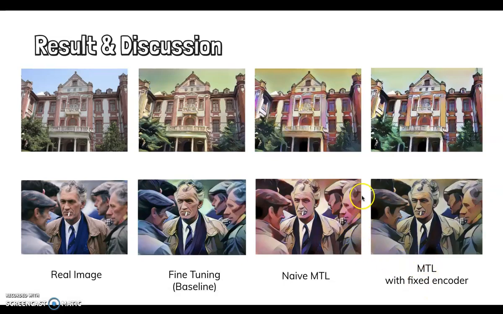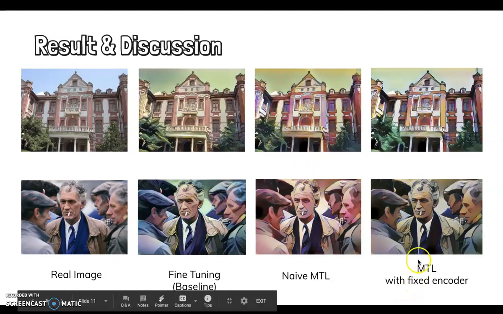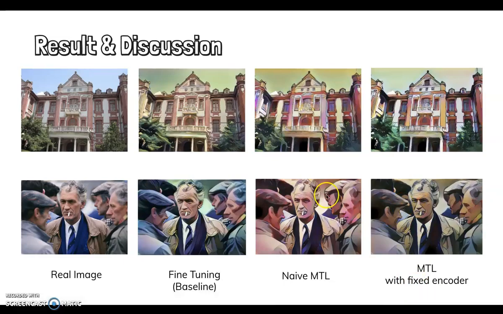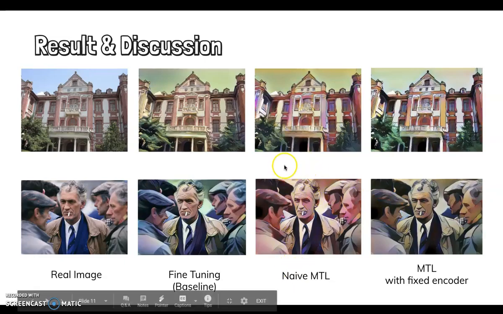MTL with fixed encoder produces similar quality as baseline, although baseline preserves more details. For example, the cheek here, here, and here. Also, MTL with fixed encoder produces better results than naive MTL, which is the one without fixed encoder. The naive MTL is more red, which is more like the Higher style.